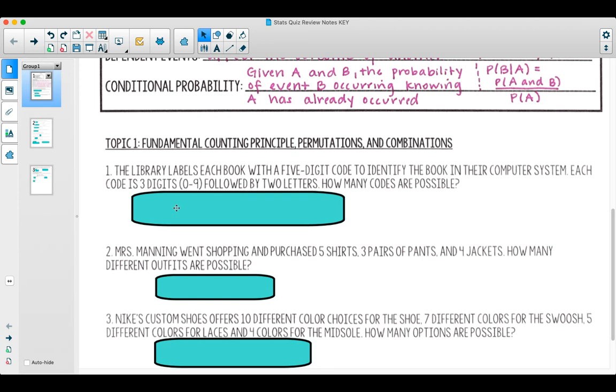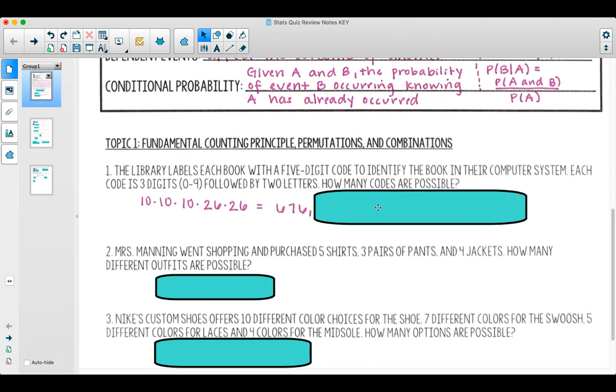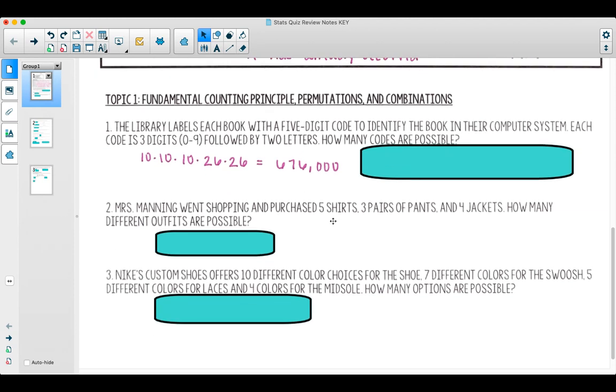So the first 3 digits of that code are going to be tens because there are 10 digits, 10 times 10 times 10. And then the next 2 characters in the code are going to be 26 because there's 26 letters in the alphabet. So times 26 times 26. We multiply all of those together and we get 676,000. So you're going to try these next two on your own. Mrs. Manning went shopping and purchased 5 shirts, 3 pairs of pants, and 4 jackets. How many different outfits are possible?